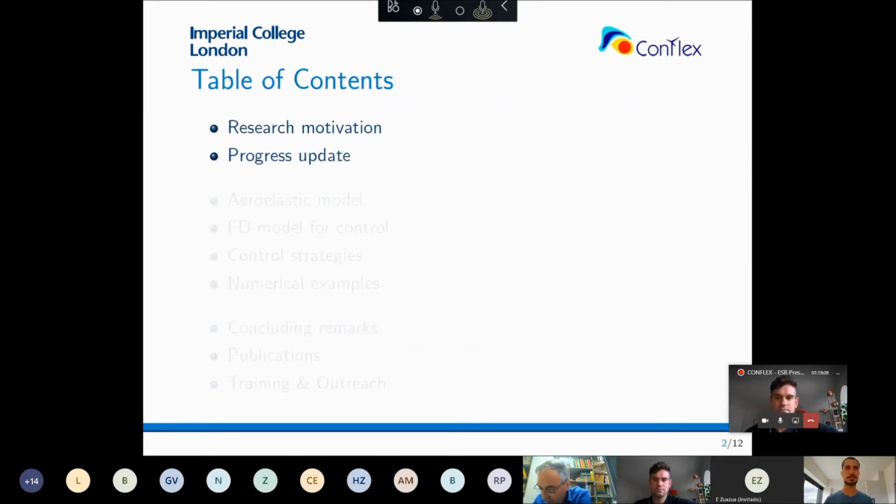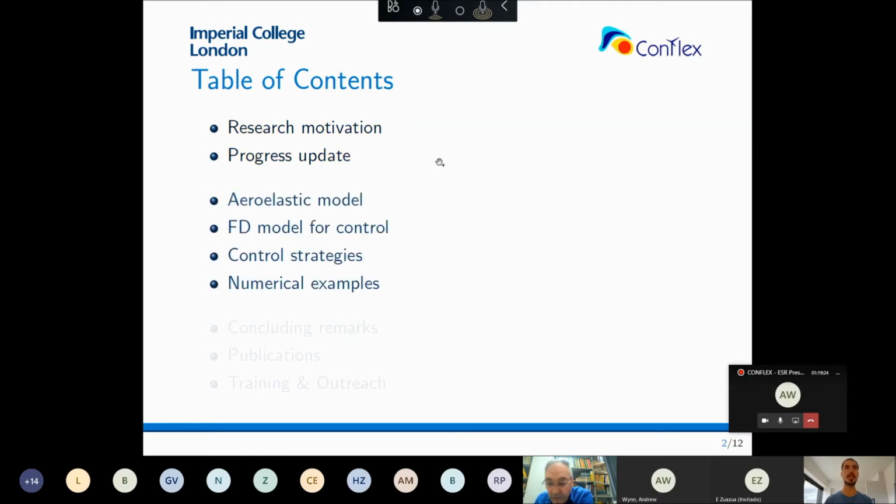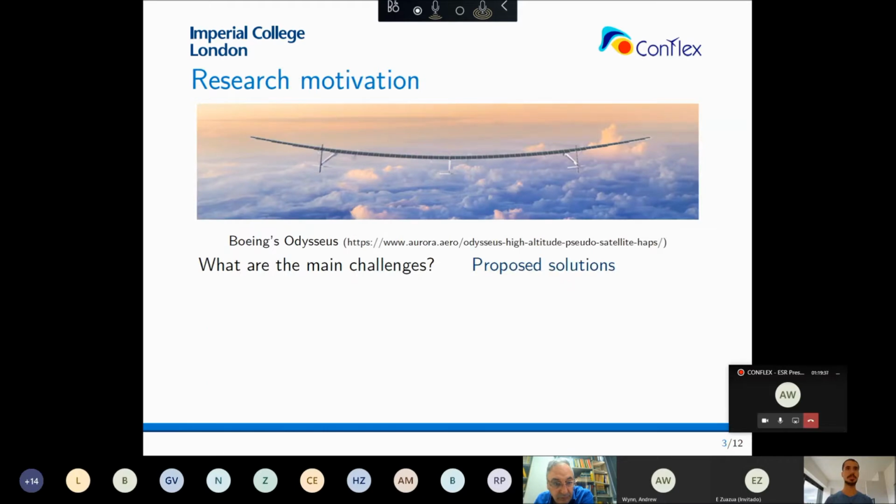Good morning, everyone. I will start with a brief outline of the structure of my presentation. I will start with a brief introductory section where I will state the motivation of our research and the status of it. I will follow with a more theoretical section where I will describe the methods that we use and how we apply them to a numerical example. And finally, some concluding section.